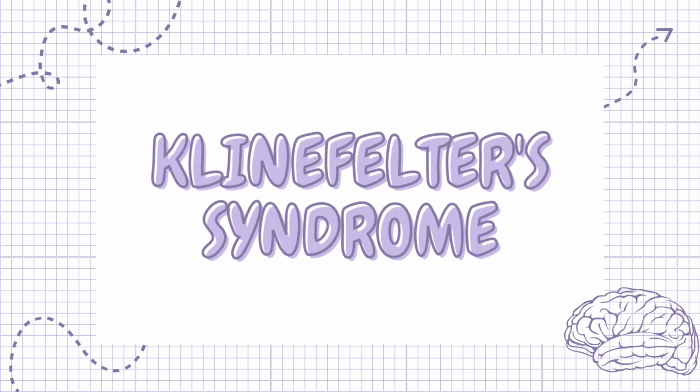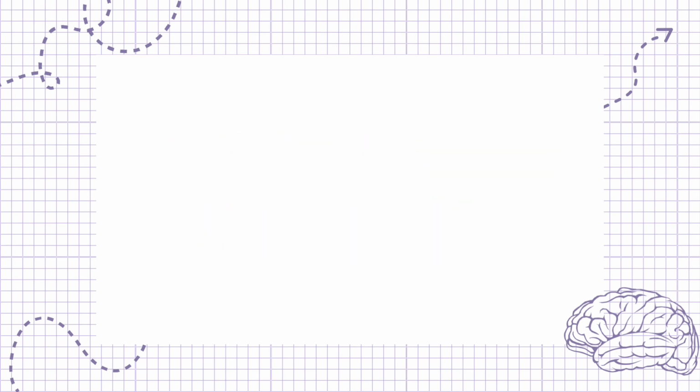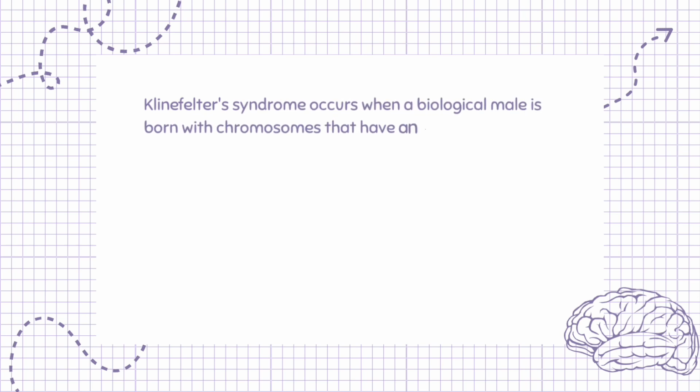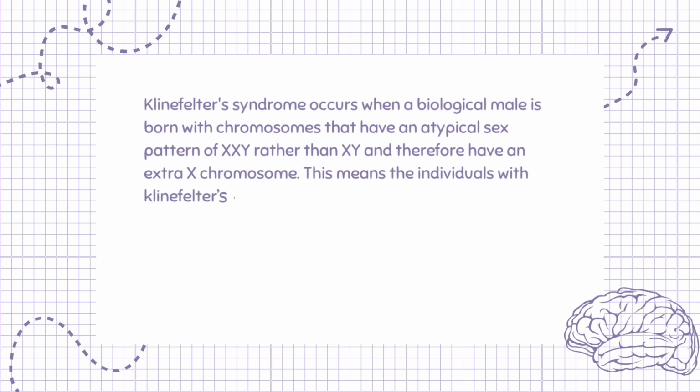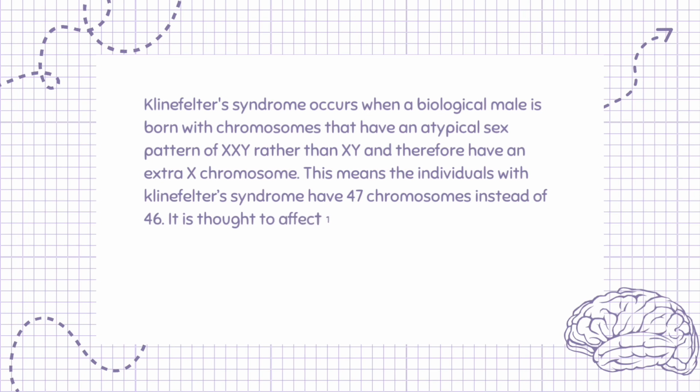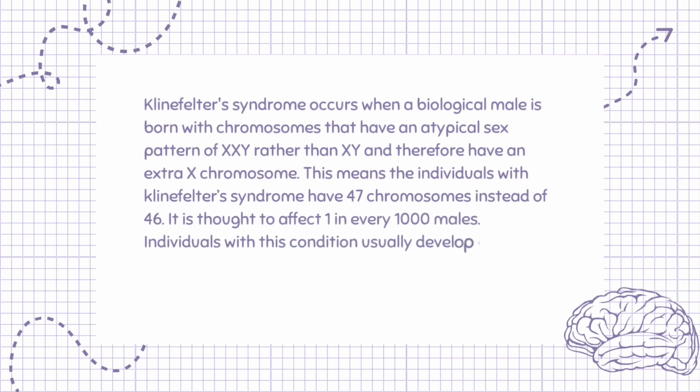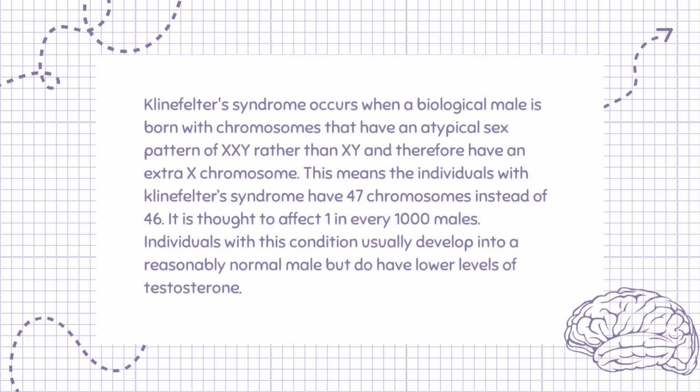Klinefelter's syndrome. Klinefelter's syndrome occurs when a biological male is born with chromosomes that have an atypical sex pattern of XXY rather than XY and therefore have an extra X chromosome. This means the individuals with Klinefelter's syndrome have 47 chromosomes instead of 46. It is thought to affect 1 in every 1,000 males. Individuals with this condition usually develop into a reasonably normal male but do have lower levels of testosterone.